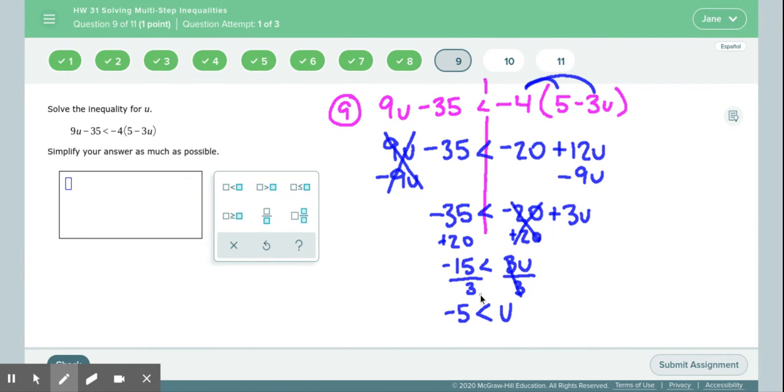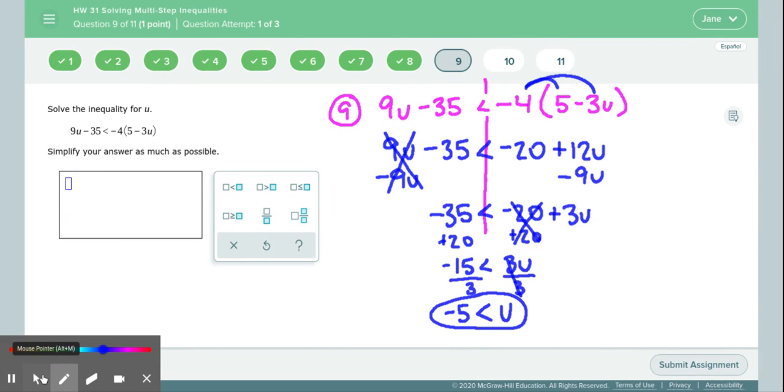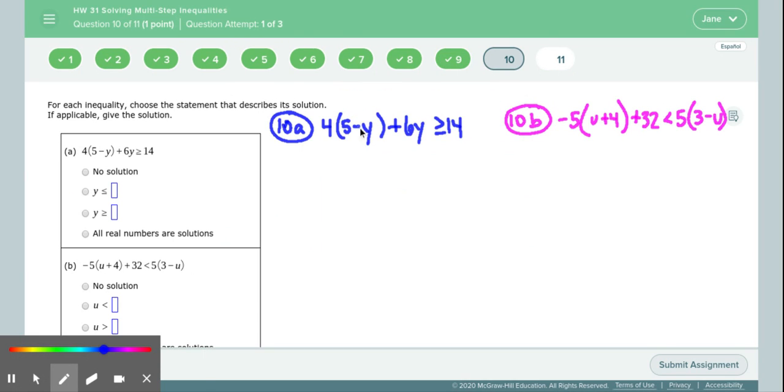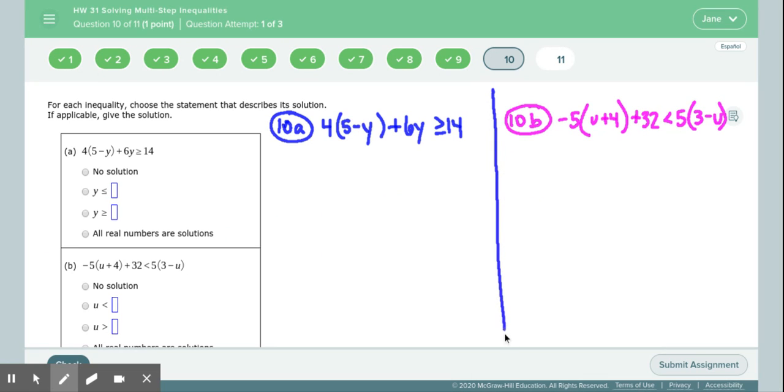So here would be my answer. I have this on my work page. Over here, I type in my answer and check to make sure that it is correct before moving on. Question number 10 is actually 2 questions in one, so please make sure that you show work on your work page for both of those questions.